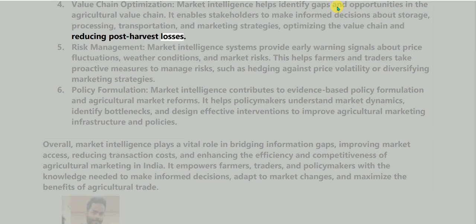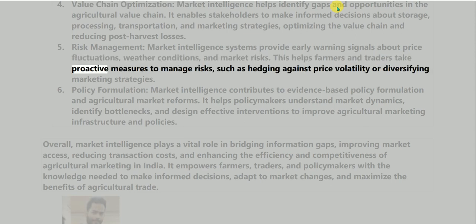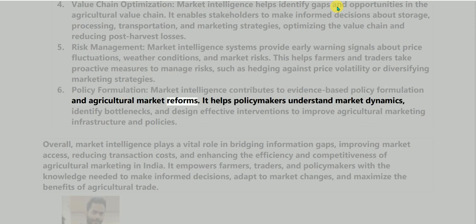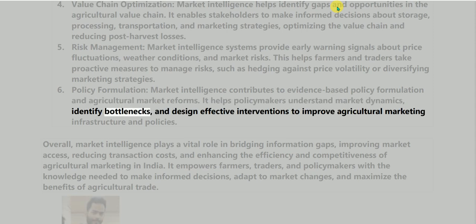post-harvest losses. 5. Risk management. Market intelligence systems provide early warning signals about price fluctuations, weather conditions, and market risks. This helps farmers and traders take proactive measures to manage risks, such as hedging against price volatility or diversifying marketing strategies. 6. Policy formulation. Market intelligence contributes to evidence-based policy formulation and agricultural market reforms. It helps policymakers understand market dynamics, identify bottlenecks, and design effective interventions to improve agricultural marketing, infrastructure, and policies.